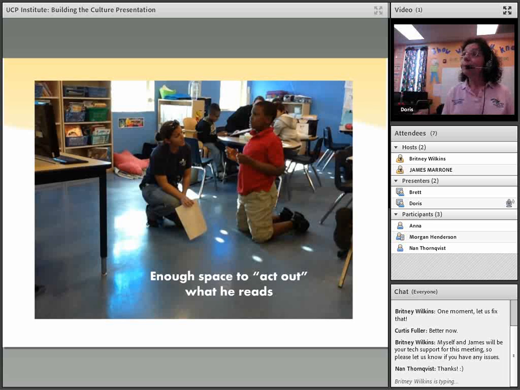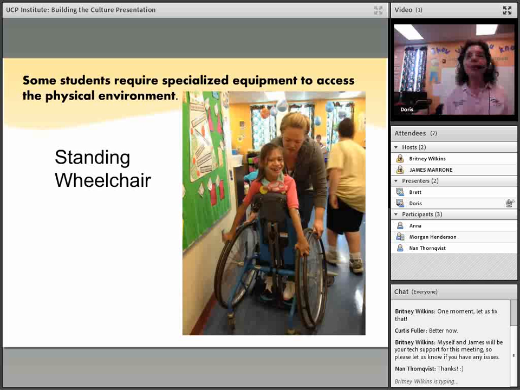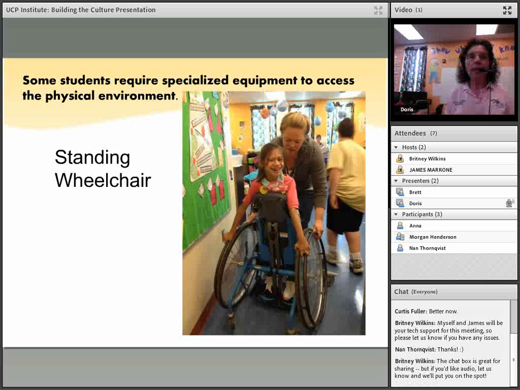I'm going to continue because I'm not done yet. And we're going to go to the next slide. So I'll take a break whenever someone asks a question, but I'm going to continue. I'm going to show you right now some different kinds of equipment that some of our orthopedic students use to have more access to their environment.